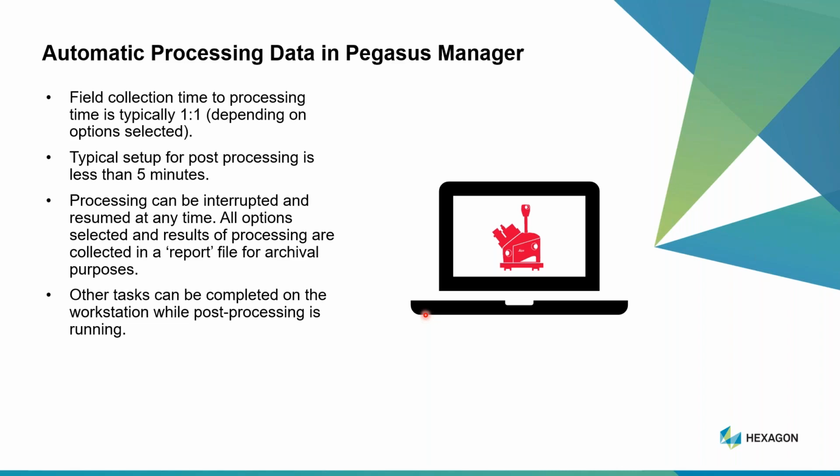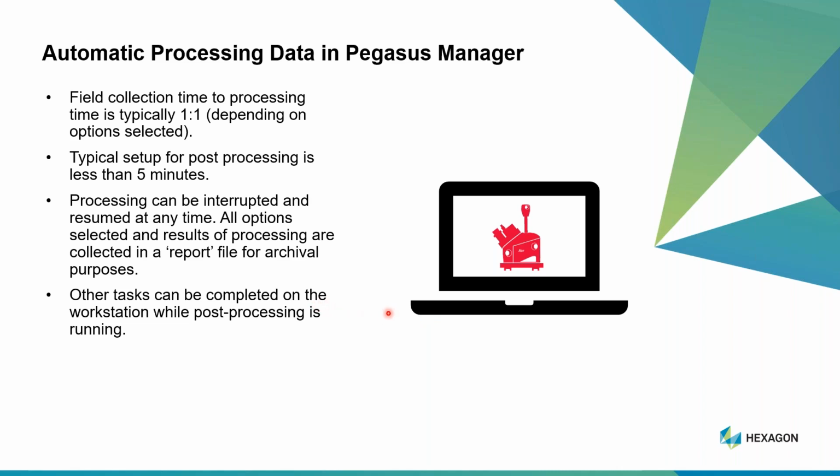Processing can be interrupted and resumed at any time. So if you're going through your list and you see that maybe you fat fingered one of the options or some parameter you forgot to check, you can interrupt the process and go back, fix your parameters and hit resume, and it's going to pick up where you left off. And other tasks can be completed on the workstation while post-processing is running. It's not a resource hog, so you can focus on other things while Pegasus Manager is doing the heavy lifting for you.